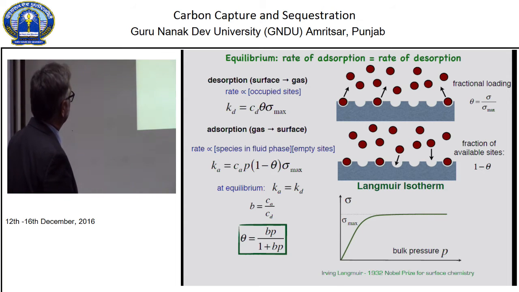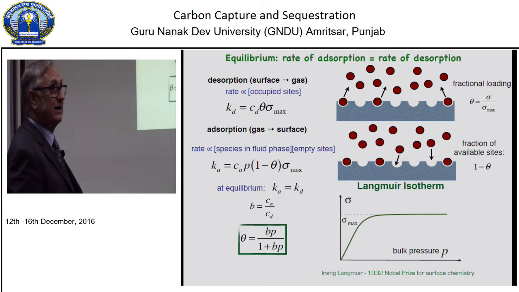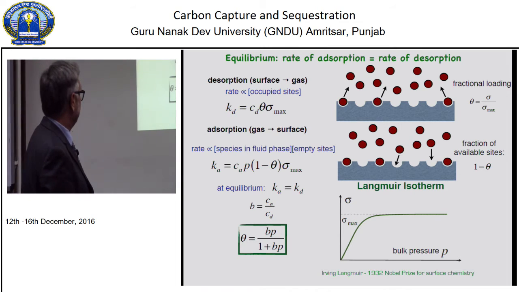At equilibrium, these two rates are equal, and then I just make the definition of this number B, and I get that the loading of my surface depends on pressure in this way, P over 1 plus P with a constant in front of it. This is a very, very famous equation. It's called a Langmuir equation. Probably many of you have heard of Irving Langmuir, who won the Nobel Prize for the surface chemistry.